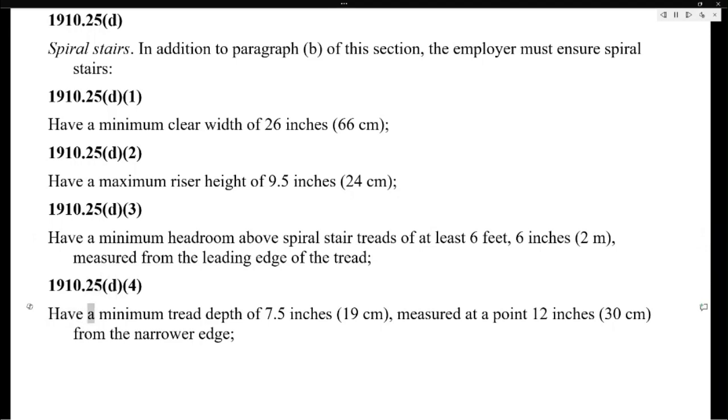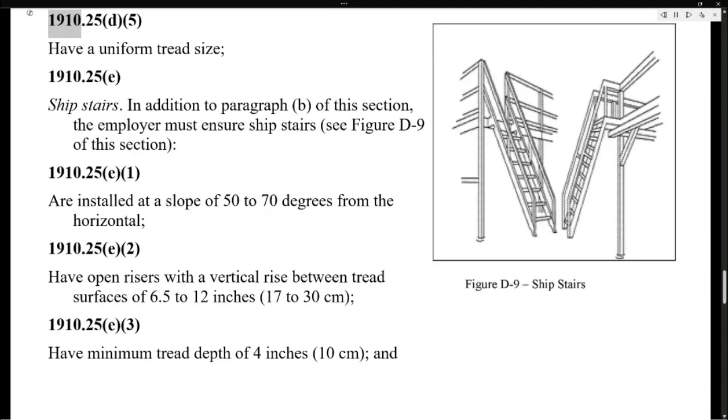(d)(4) Have a minimum tread depth of 7.5 inches (19 centimeters), measured at a point 12 inches (30 centimeters) from the narrower edge. (d)(5) Have a uniform tread size.